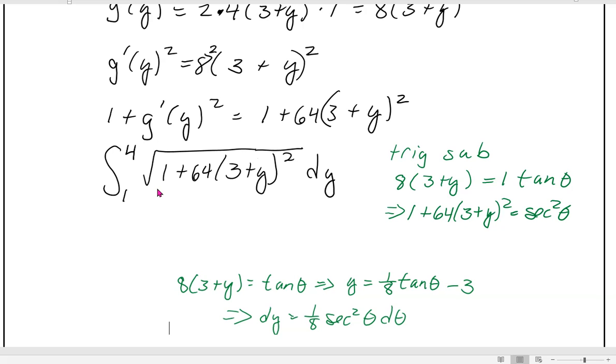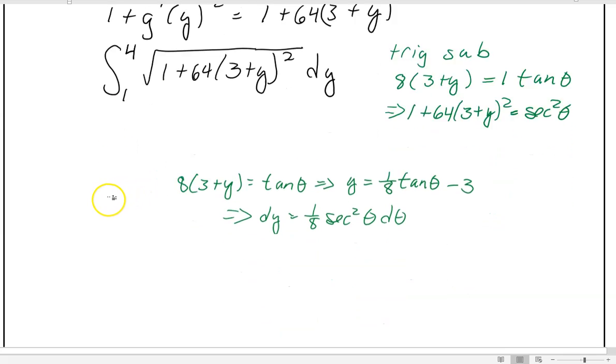Then we rebuild what's under the radical by squaring both sides of the equation and adding 1. This will lead us to secant squared of theta. Then we have to replace the differential dy. At the moment, we have 8 times 3 plus y equal tangent of theta, so we solve for y to get 1/8 tangent of theta minus 3. Then we take the derivative of both sides to get dy equal to 1/8 secant squared of theta d theta. This will replace the dy in the integral.